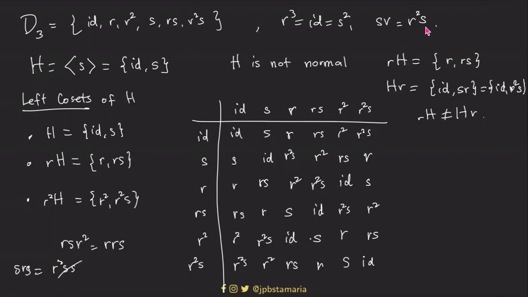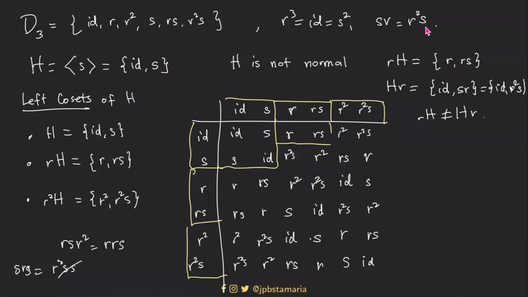Okay. Ang gagawin natin, ikakahon natin yung mga magkakasama sa same coset. Ito yung same coset, diba? Tapos i-identify ko sino yung mga magkakasama. Magkakasama ba yung R and S? Hindi. Ito, magkasama, pero ito, hindi. Yung R squared S at R squared magkasama, pero nasa ibang coset sila ng R and RS.